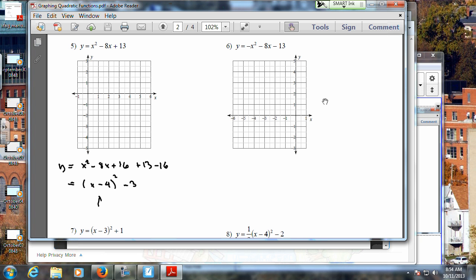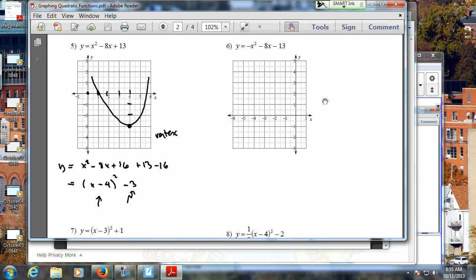X minus 4 squared means I go 4 units over from the origin. So there's the origin, 1, 2, 3, 4 units over. 3 units minus, so down 1, 2, 3. Here's where the vertex is. And the equation then would be up from there, so a shape like that.